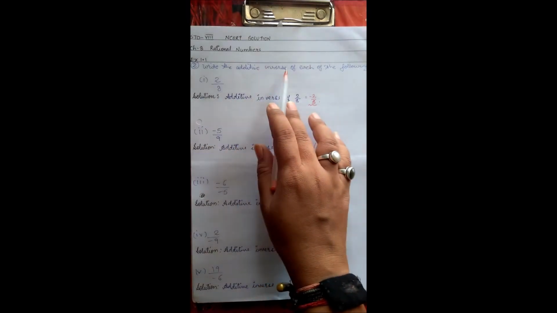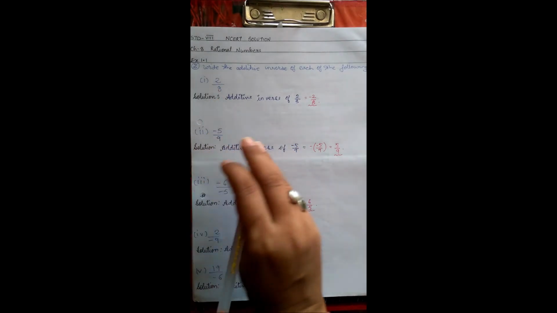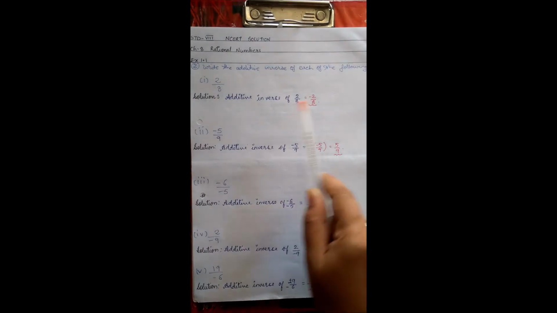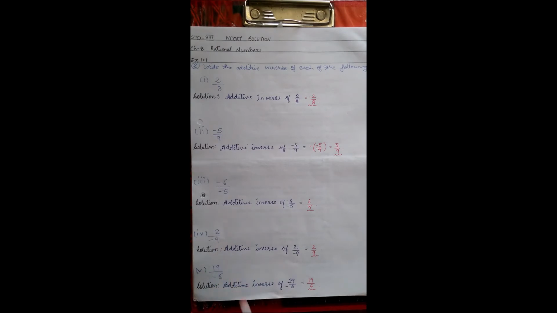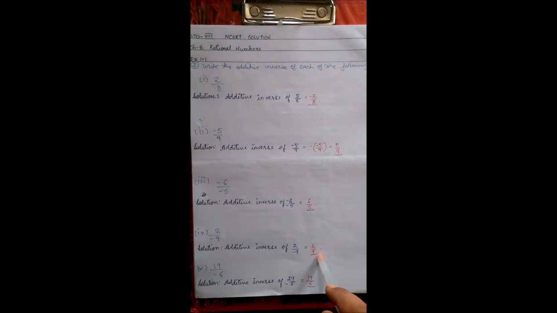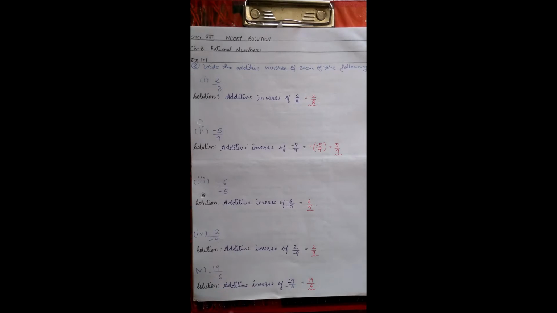Moving to the next question, question 2. Write the additive inverse of each of the following. So 2 by 8. So additive inverse of 2 by 8 is minus 2 by 8. Minus 5 upon 9. So inverse is 5 upon 9. Minus 6 upon minus 5. Inverse is 6 upon 5. 2 upon minus 9. So inverse is 2 upon 9. 19 upon minus 6. So inverse is 19 upon 6.